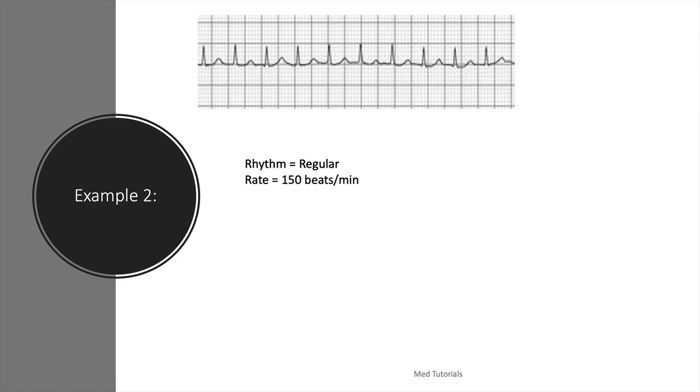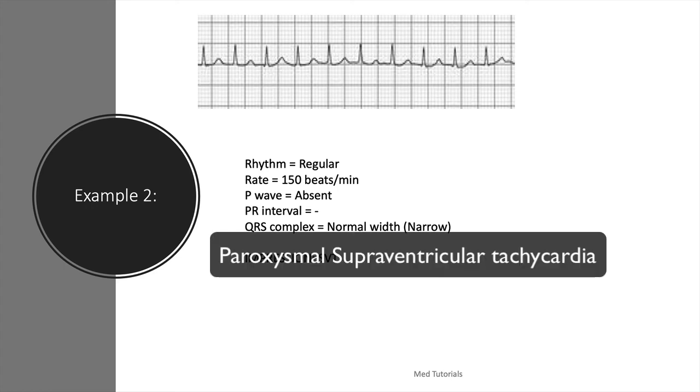Here you see the rhythm is regular, the rate is around 150 beats per minute. The P wave is absent, you don't see any P waves, so no PR interval. QRS complex, narrow width, it's a narrow complex. So the impression is a PSVT. A more definitive term rather than an SVT would be PSVT. That's why I told you it could be confusing terms, but it's better to label this as PSVT, paroxysmal supraventricular tachycardia.